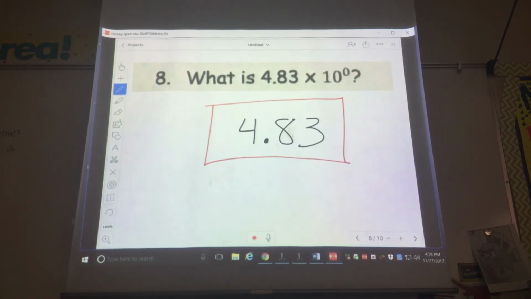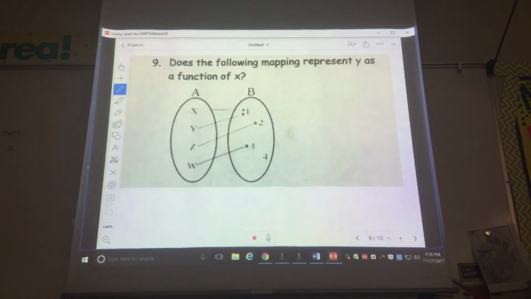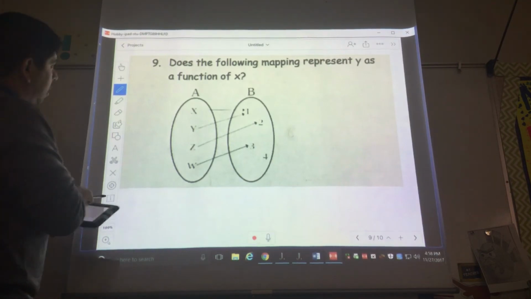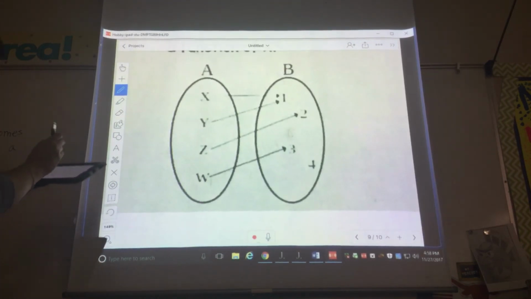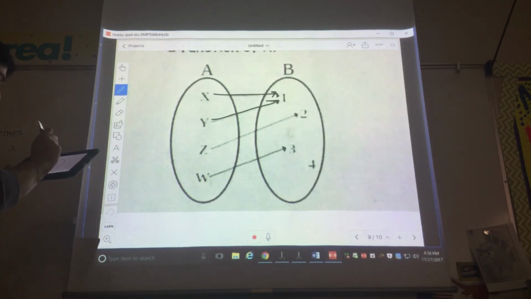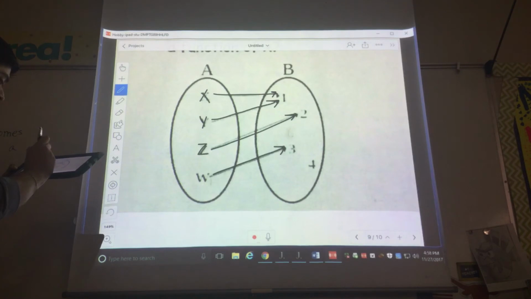All right, number 9. Does the following mapping represent y as a function of x? So is this a function? So remember, we gotta look here. Let me kind of draw this in. I know it might be a little bit faded for you. Like that. There. And there. This is x. This is y. This is z. And that's w.